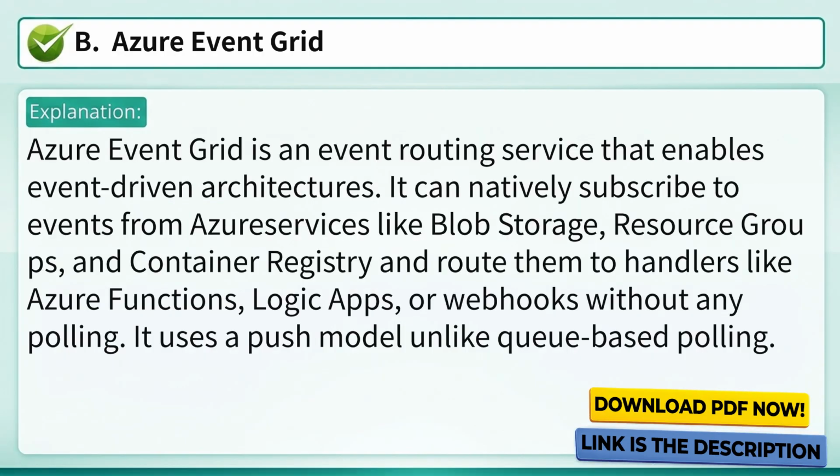Correct answer: B. Azure Event Grid. Explanation: Azure Event Grid is an event routing service that enables event-driven architectures. It can natively subscribe to events from Azure services like Blob Storage, Resource Groups, and Container Registry, and route them to handlers like Azure Functions, Logic Apps, or webhooks without any polling. It uses a push model unlike queue-based polling.